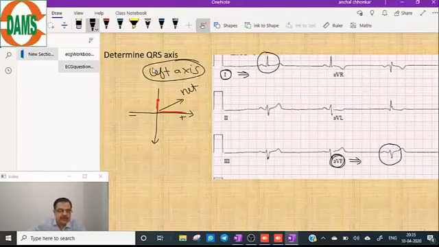These are the questions which are asked in your exams. They may also ask what will be the pathology. The pathology could be left ventricular hypertrophy. Now the next one.